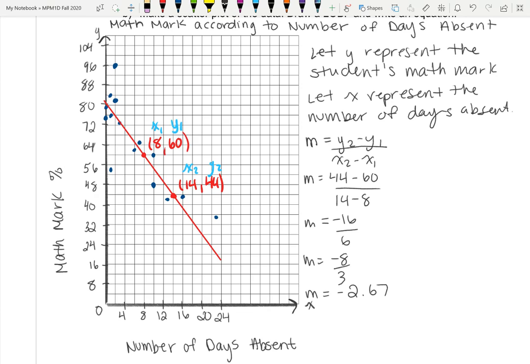And now I'm going to use one of my points. I'm going to use 8, 60 and my slope to find b. And again, I'm going to convert my b into decimal form just because it's easier to graph with decimals than fractions.